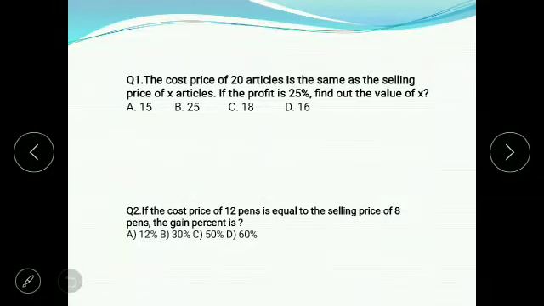Math first, before I go to the first math. So in the second math it says that if the cost price of 12 pens is equal to the selling price of 8 pens, then the gain percentage will be?